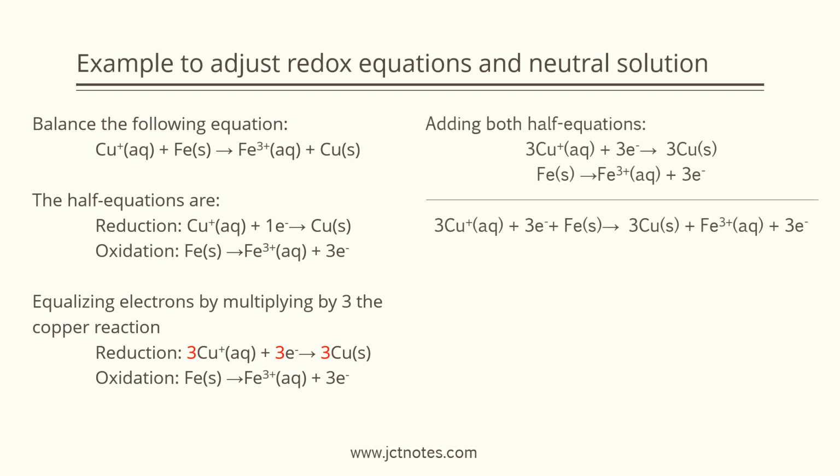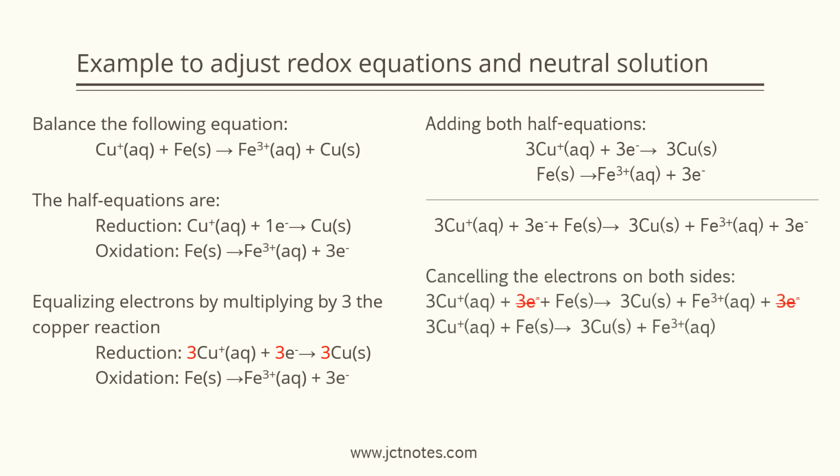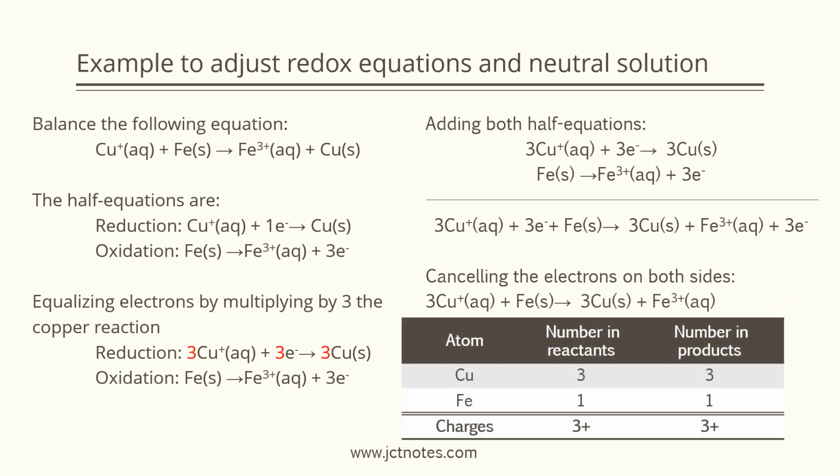When the electrons are equalized, we add both equations together. And we cancel electrons and other chemical species that appear in both sides of the equation. In this case, their only common terms are the 3 electrons on each side of the equation. Finally, to ensure that the equation is balanced, we check that the same number of atoms appear in the products and reactants. We have 3 atoms of copper and 1 atom of iron on each side. And the number of charges is 3 on each side. Therefore, the equation is balanced.